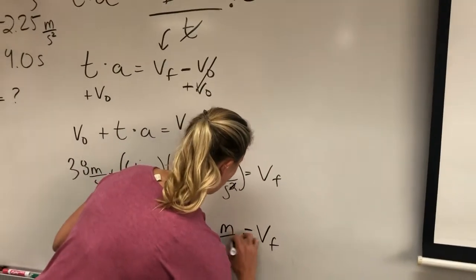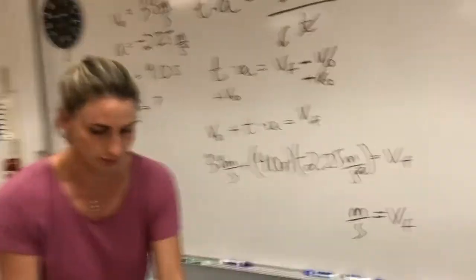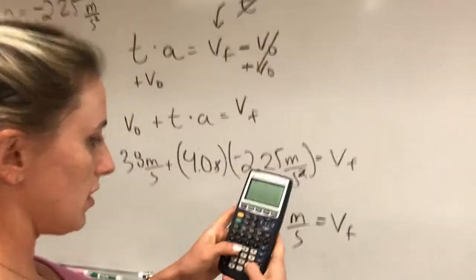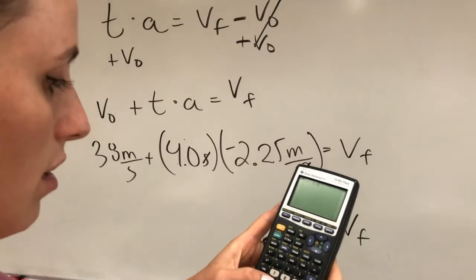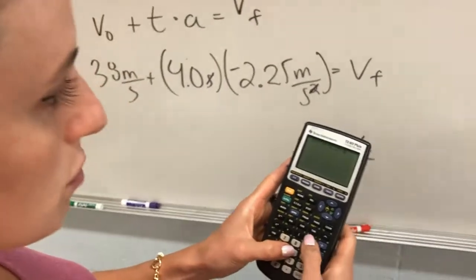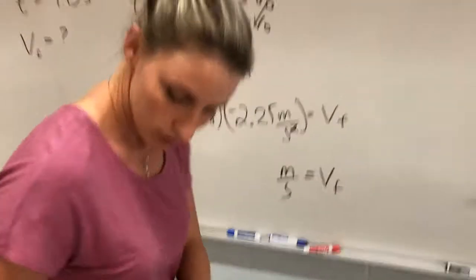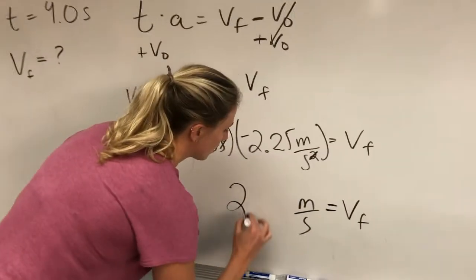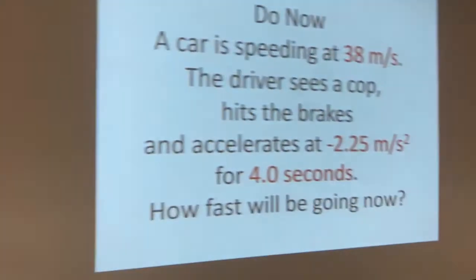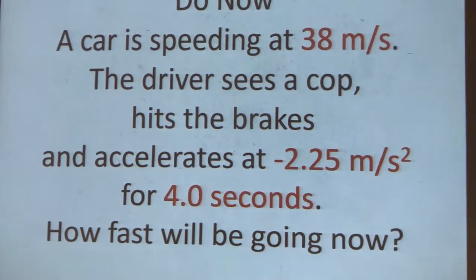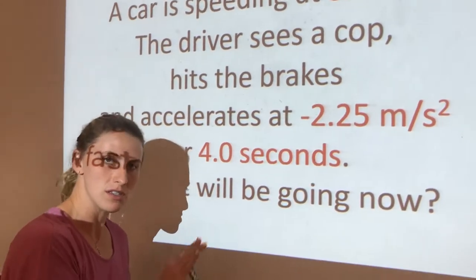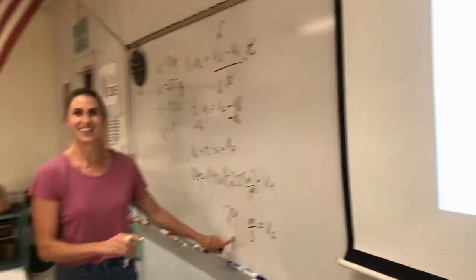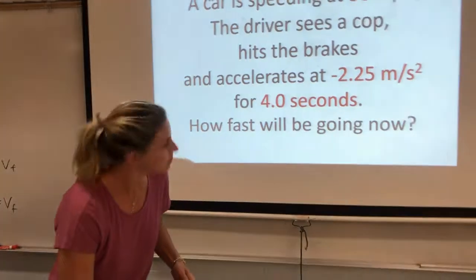It is. Let's plug this in. I'm going to go 38 plus, in parentheses, 4 times negative 2.25, close parenthesis, and I get 29 meters per second. I'll bet that's the speed limit. The car is speeding at 38 meters per second, and it has a negative acceleration, which means it's going to be slowing down, right? This makes sense because 29 is less than 38. Good. All right, let's rock and roll.